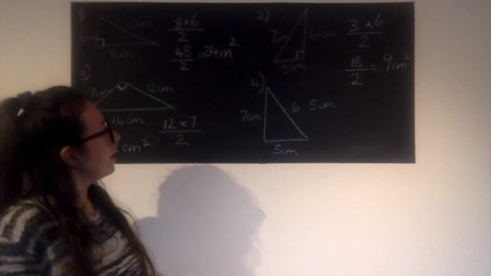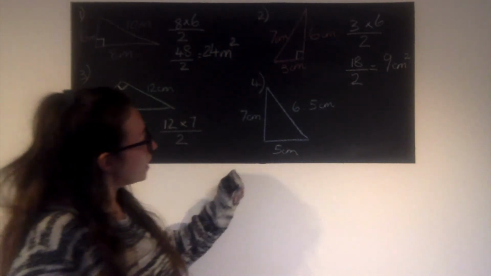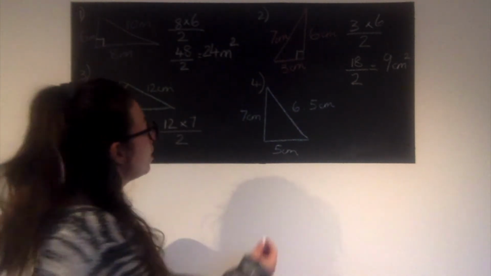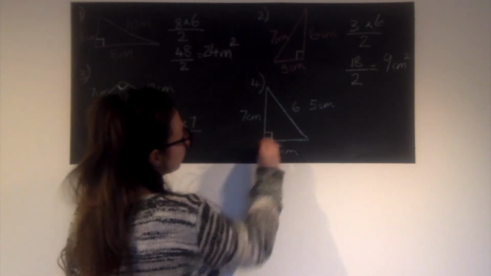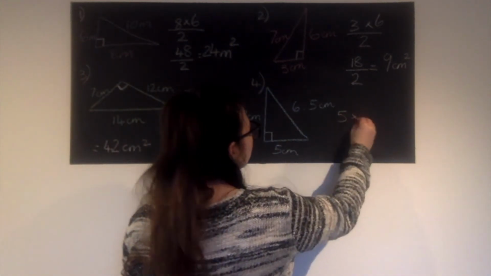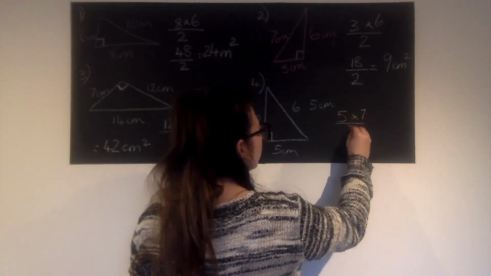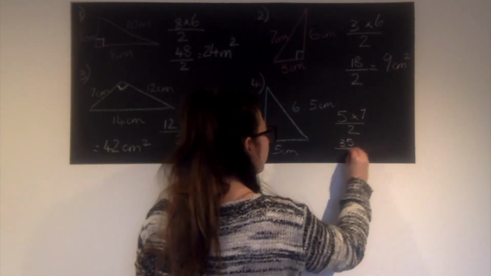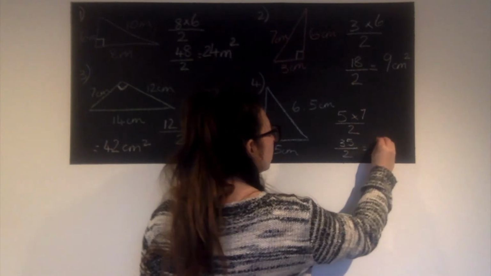Okay, and then number 4, again, we need to identify our base and our height. This one's a little bit easier to spot. Here's our right angle, so that must mean this is our height. 5 times by 7 divided by 2. 5 times 7 is 35. Divide that by 2 gives us our answer.